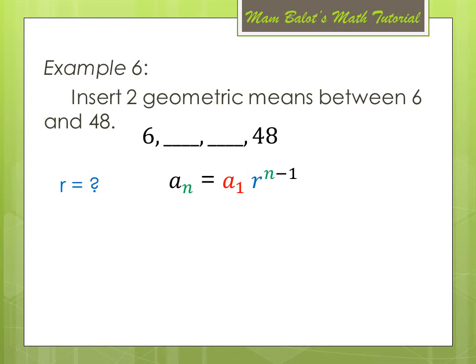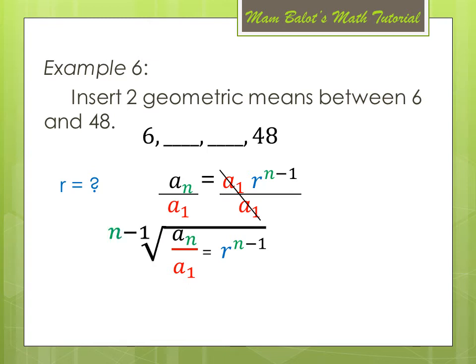So to solve for r, we need to divide both sides of the equation by a sub 1 so that we can cancel out a sub 1 on the right side. So what's left there is r to the n minus 1. Since it has an exponent of n minus 1, we need to extract the n minus 1 root of both sides of the equation. So that becomes r is equal to the n minus 1 root of a sub n over a sub 1.